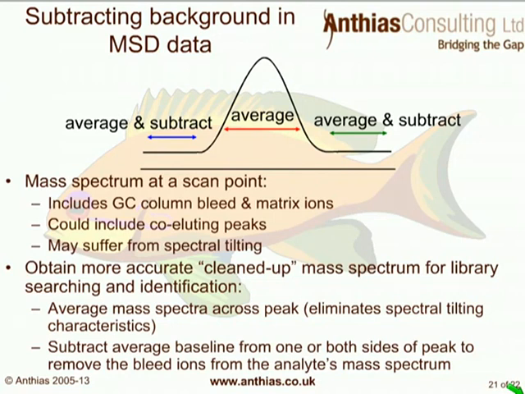So therefore, to obtain a very accurate, cleaned-up mass spectrum for library search and identification, first of all, we average the mass spectra across our peak to eliminate those spectral tilting effects. And we could also take an average of our background and subtract it from one side of the peak, and also subtract the other side to remove those ions from column bleed, but also if we have some coalescing peaks as well.